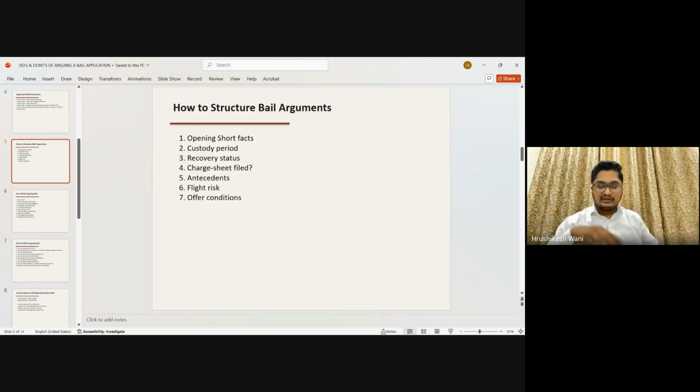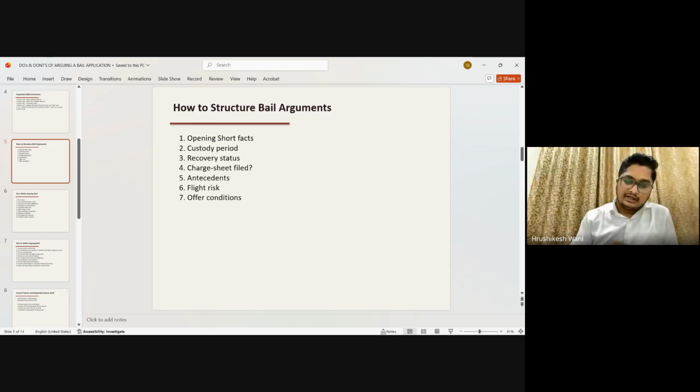Then you should start with your contentions. After you state the facts, go on with the contentions that you're going to argue. So first of all, while arguing a bail application, try to focus on your defense. Whatever defense you have thought of in your mind, focus on that aspect. Prima facie, show the court what your defense is.